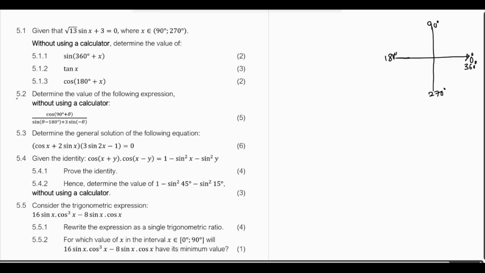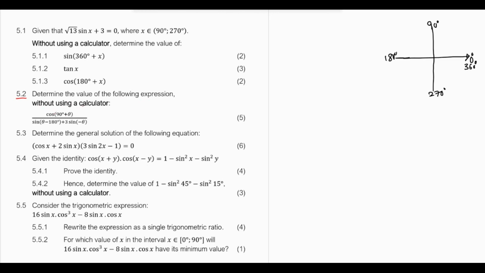Welcome back. Let's do question 5.2. Determine the value of the following expression without using a calculator. So we have the expression cos(90° + θ) over sin(θ − 180°) + 3 sin(−θ).